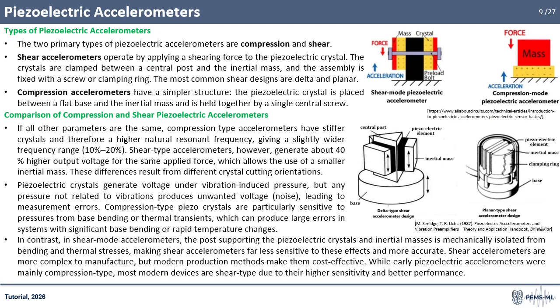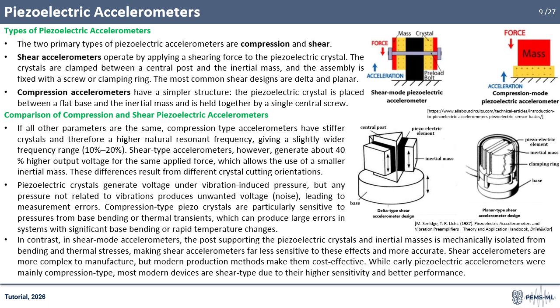The two main types of piezoelectric accelerometers are compression and shear, classified by how the inertial mass applies force to the piezoelectric crystal along a specific crystallographic axis. In shear accelerometers, a shearing force is applied to the crystal. The crystals are clamped between a central post and the inertial mass, and the assembly is fixed with a screw or clamping ring. The most common shear designs are delta and planar.